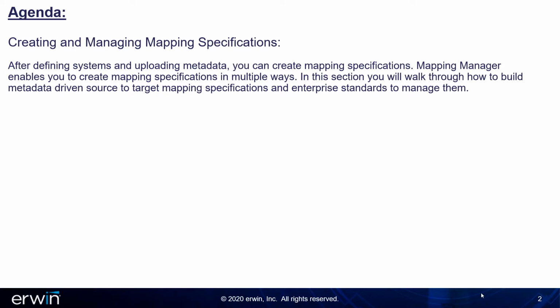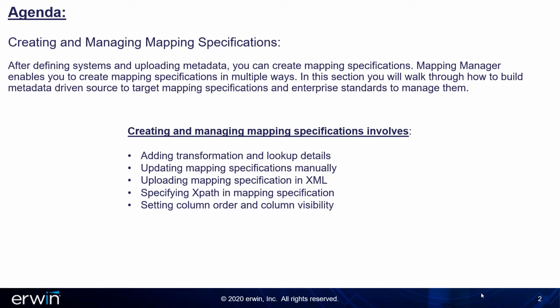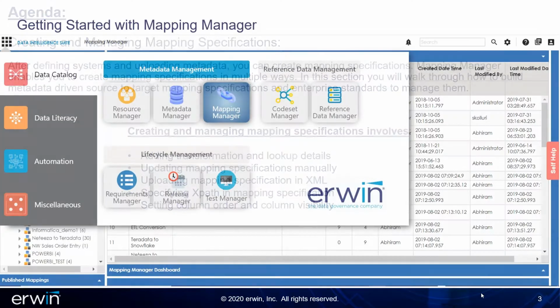In this section, we will walk you through how to build metadata-driven source-to-target mapping specifications and enterprise standards to manage them. Creating and managing mapping specifications involves adding transformation and lookup details, updating mapping specifications manually, uploading mapping specifications in XML, specifying XPath in mapping specifications, setting column order and column visibility.